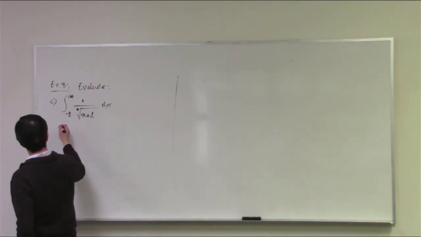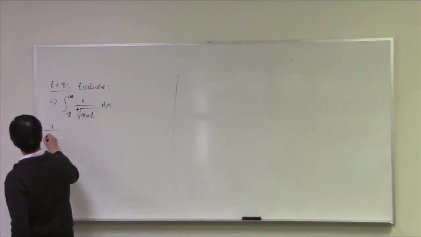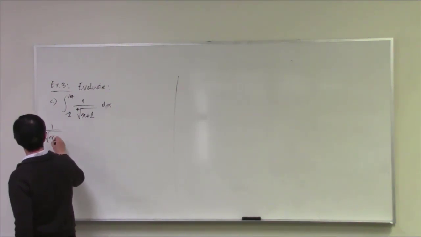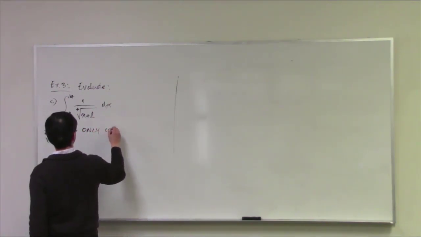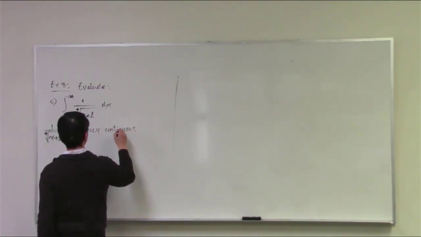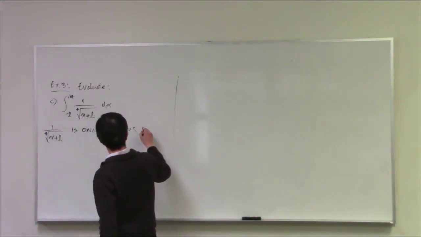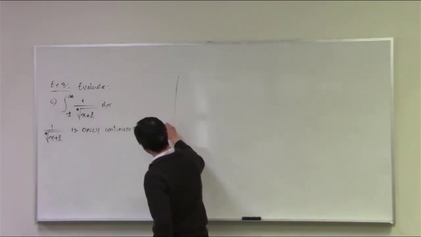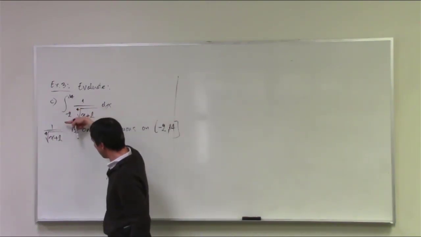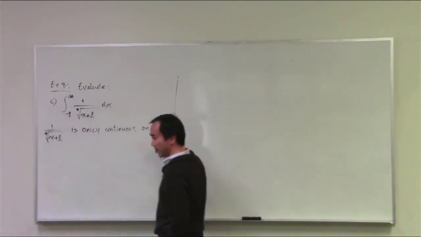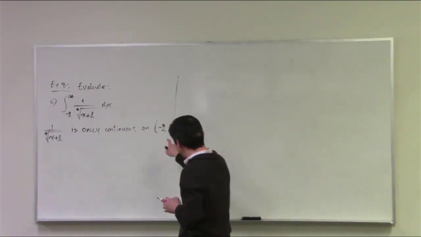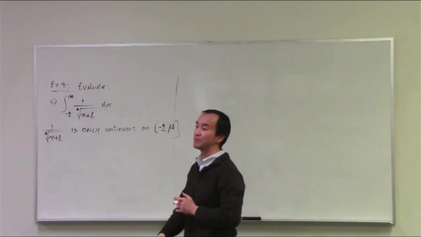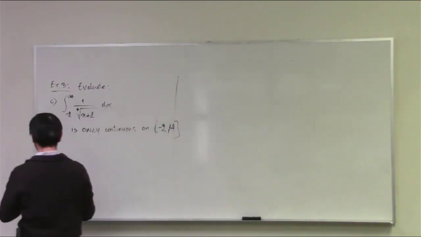So this function, 1 over the 4th root of x plus 2, is only continuous on the interval anywhere strictly greater than -2. See, in the integration interval right here, the only problem is that the left end has a discontinuity. Another way of saying it, the function is continuous anywhere inside except that left endpoint. That's why we realize the integral here is an improper integral.